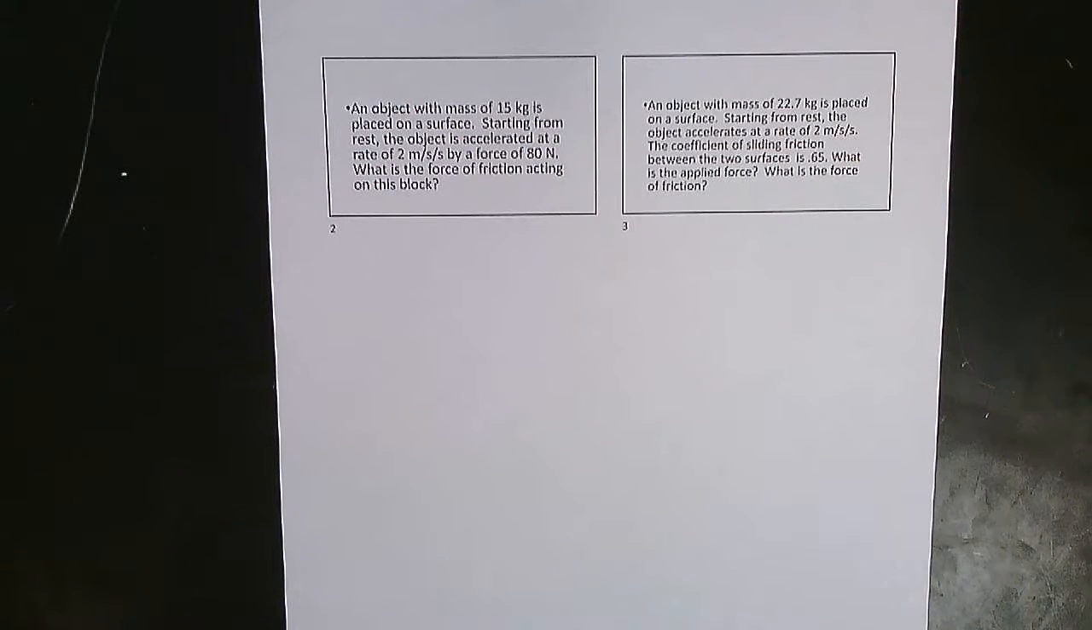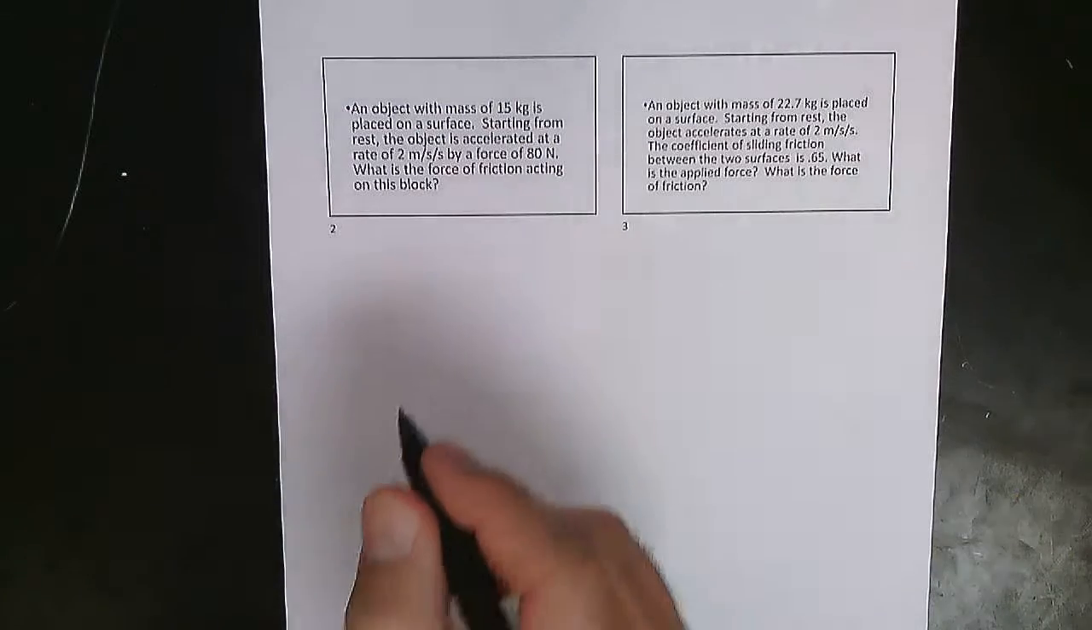So, the first one: an object with a mass of 15 kilograms is placed on a surface. Starting from rest, the object is accelerated at a rate of 2 meters per second squared by a force of 80 newtons. What is the force of friction acting on this block?